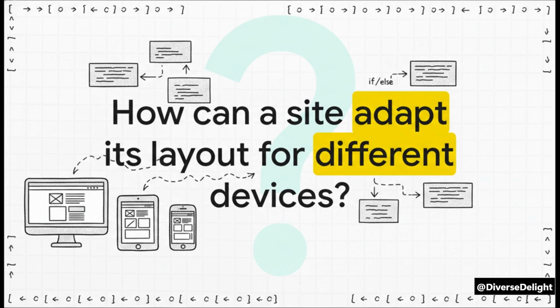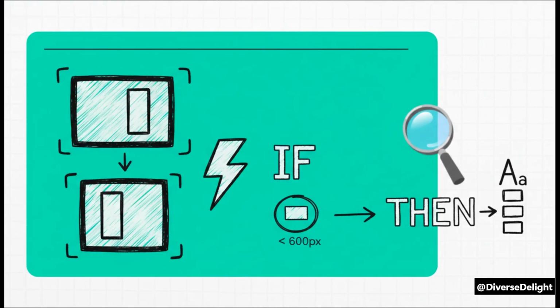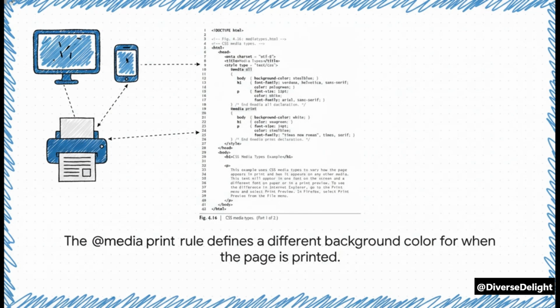Well, the answer lies in making our CSS rules conditional, so they only apply when certain criteria are met. This bit of magic is accomplished with something called media queries. And this is the key to all responsive design. It's basically like writing an if-then statement for your styles. You can tell the browser, hey, if the screen is less than 600 pixels wide, then make the font bigger and stack the columns vertically. It's that simple. And it's not just for screen sizes.